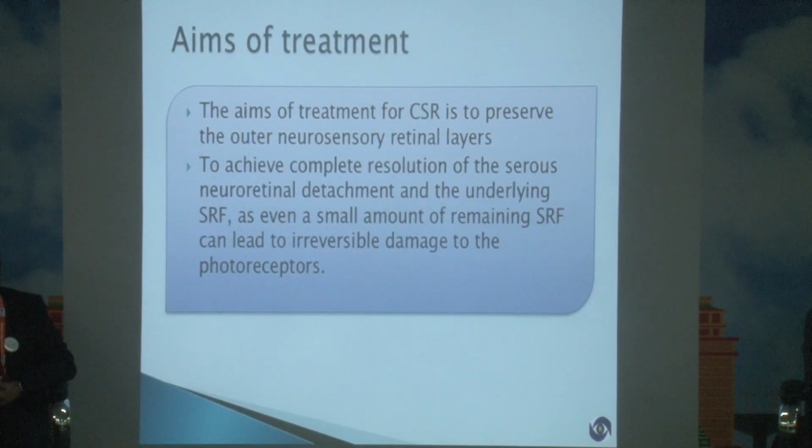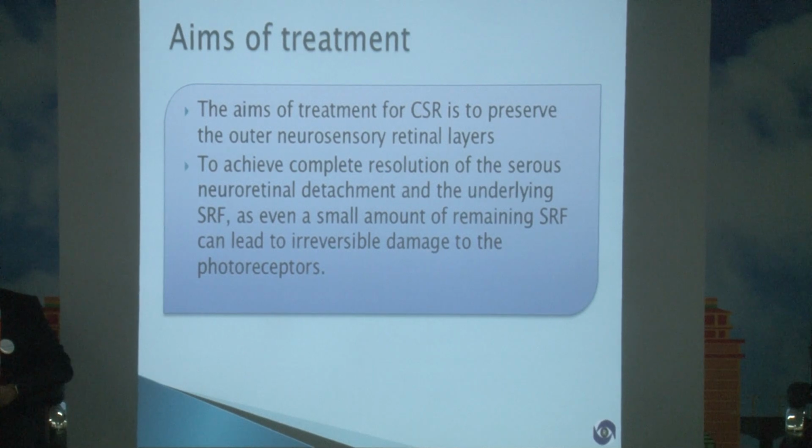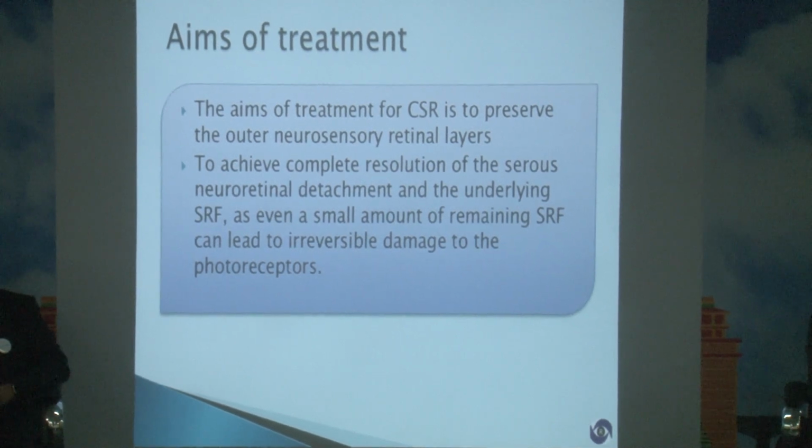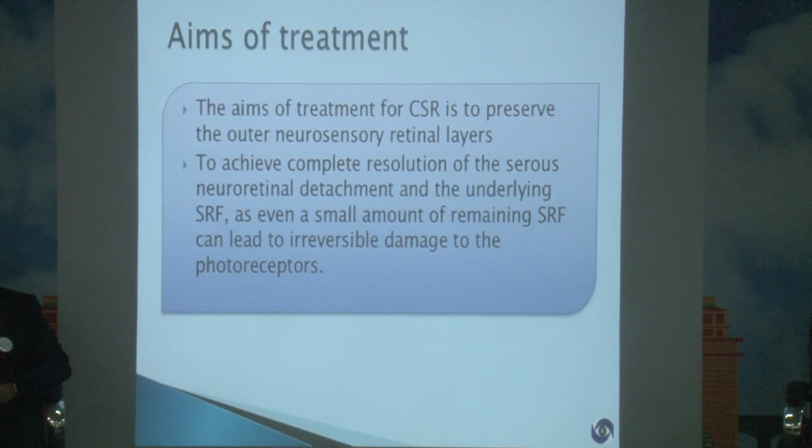Aims of treatment for CSR: to preserve the outer neurosensory retinal layers, and to achieve complete resolution of the serous retinal detachment and subretinal fluid. A small amount of subretinal fluid present in the subretinal space can lead to irreversible damage to the photoreceptors in the later stage.